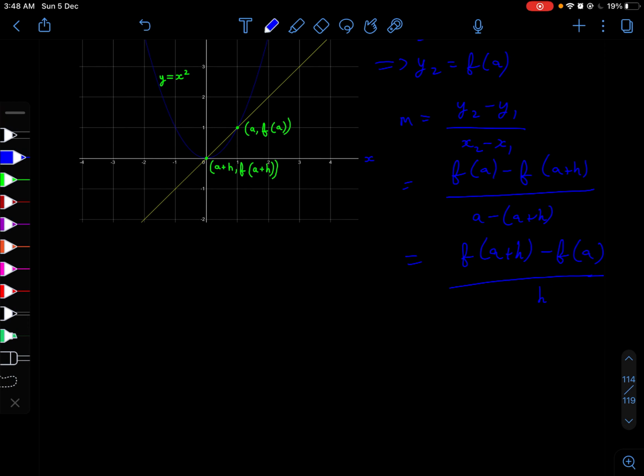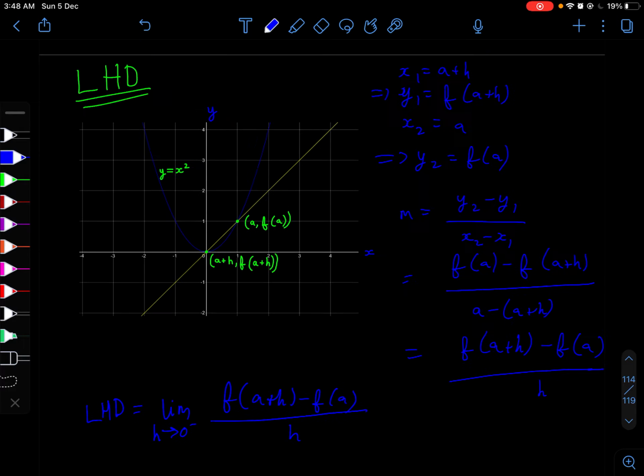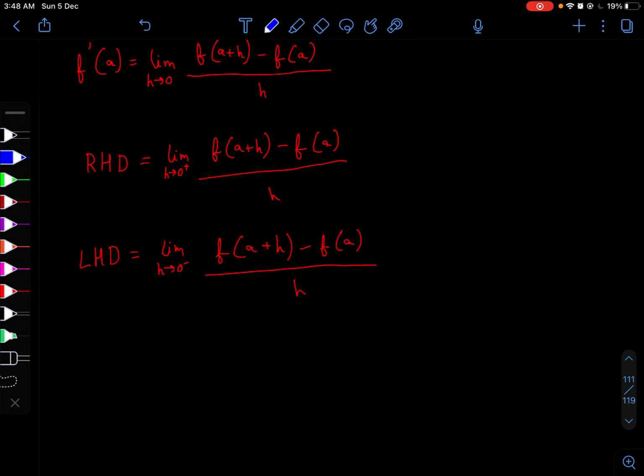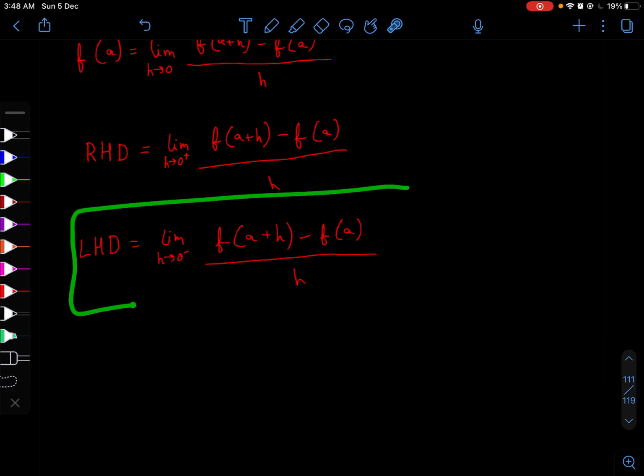So here we have that the left hand derivative equals the limit as h tends to 0 minus, because we're approaching 0 from the negative side. We're increasing the value of h so that it's approaching 0. So limit as h tends to 0 minus of f of a plus h minus f of a, whole thing divided by h, which is what we have here.